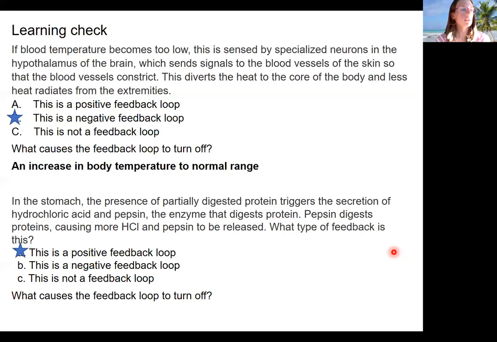This is positive feedback. This is where we need to have a process occur, a digestive process. We have the presence of protein triggering pepsin and HCl, which triggers more protein, which triggers more HCl and pepsin until digestion. Absence of the protein because it's actually broken down into amino acids and then moved into the small intestine is going to turn this off. So example of positive feedback.